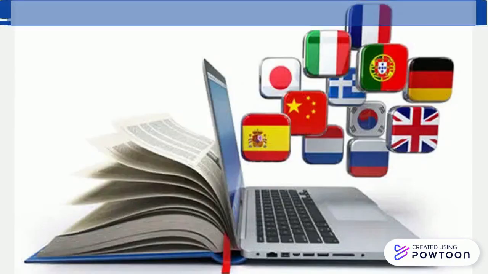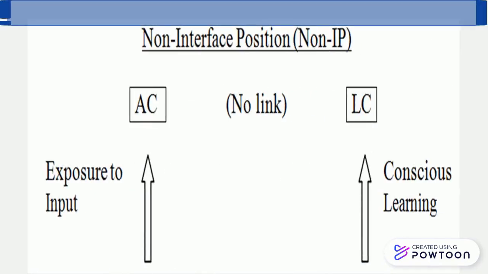The role of formal instruction in second language learning has been a highly controversial issue. There are three different positions to explain this. According to the non-interface position, formal instruction failed to influence the natural route of second language acquisition, as this was said to be a reflection of acquisition.